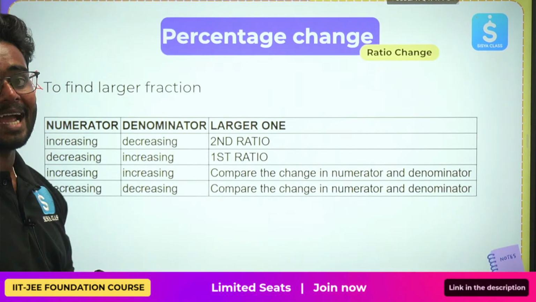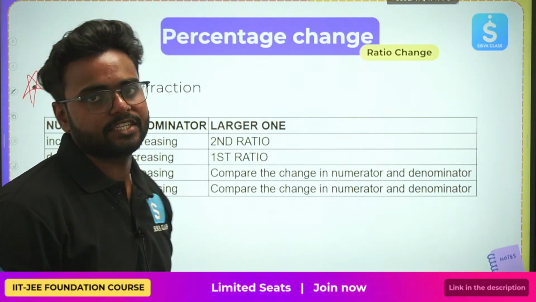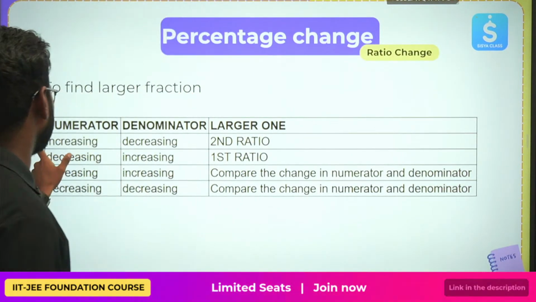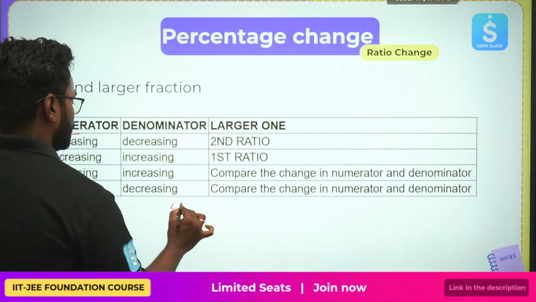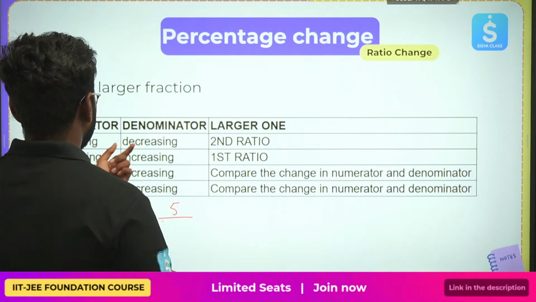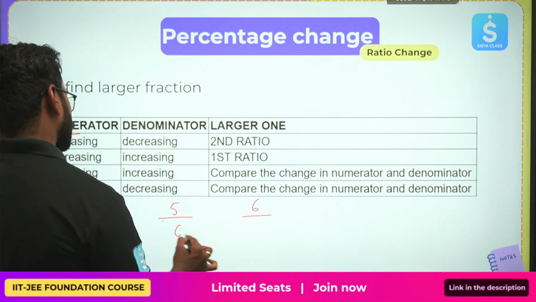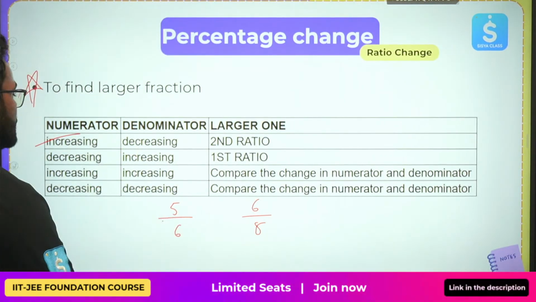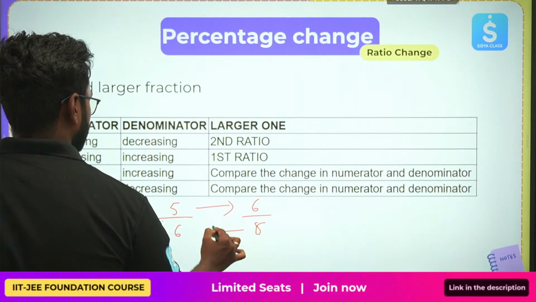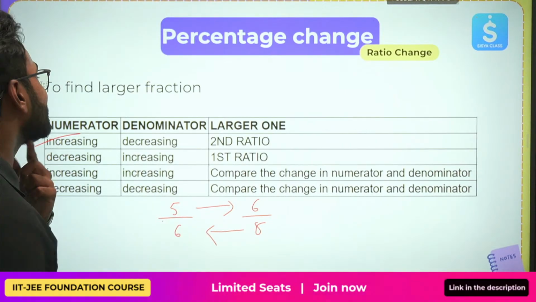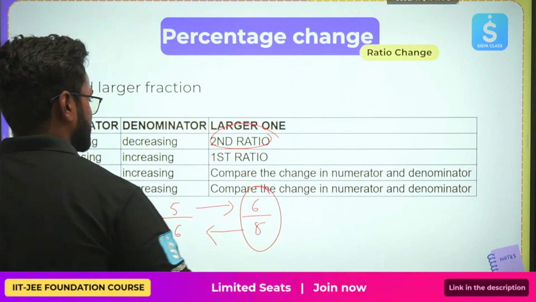Now, this is an easier thing to remember. If you are given two fractions and you want to find which one is larger, you can use these 4 conditions. What is the first condition? If the numerator is increasing, let us take an example, 5 by 6 and 6 by 5. Here the numerator is increasing, the denominator is decreasing, right? In this case, the larger one would be the second ratio.